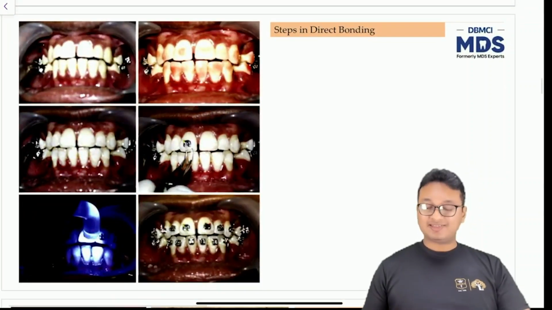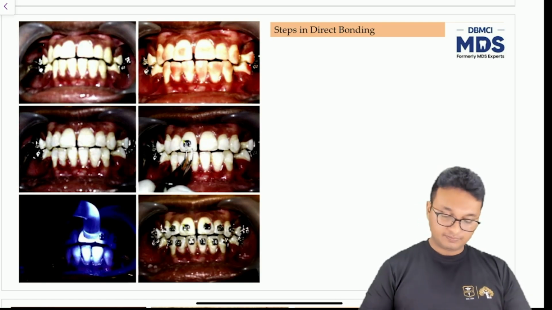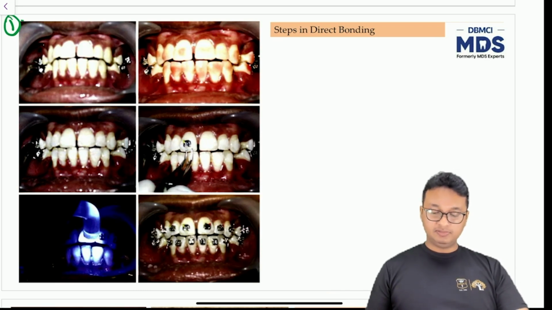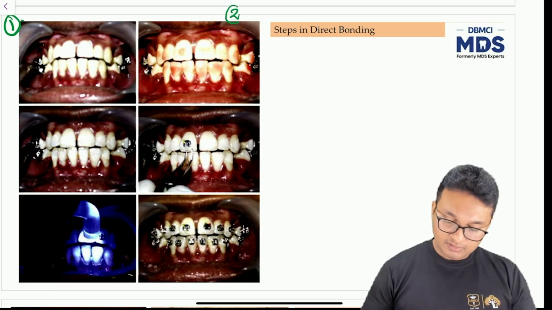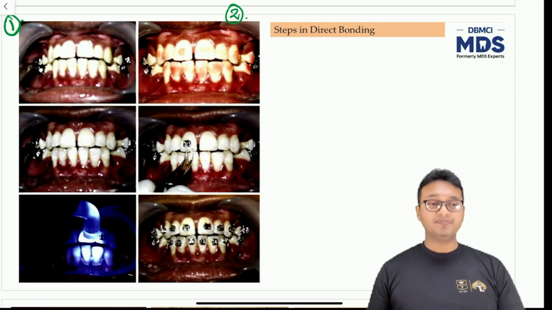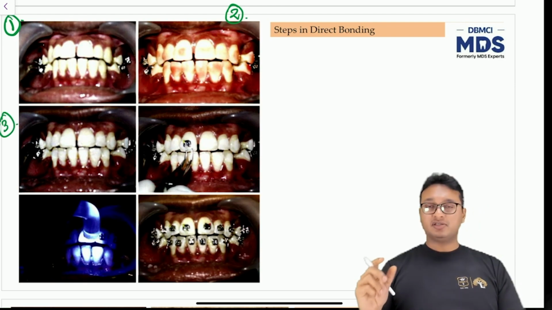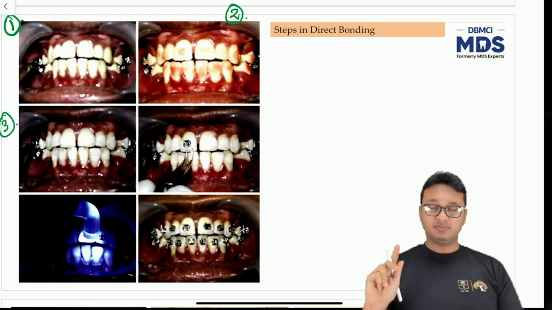Now this figure shows steps in direct bonding. What are the different steps in bonding? So first and foremost, you need to clean the tooth surface using pumice powder, oral prophylaxis and pumice powder. The second is application of etchant, that is the application of etchant using 37% phosphoric acid, or in case we encounter fluorosis, then you can go for 9% hydrofluoric acid etching. Now after etching, the third step is washing of the etchant using running water for at least 10 to 20 seconds per tooth.